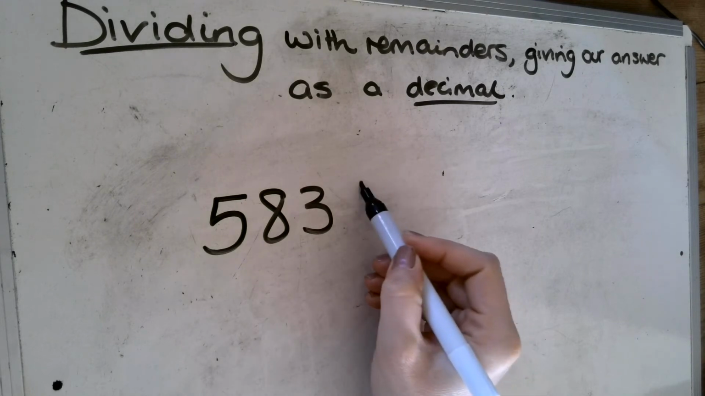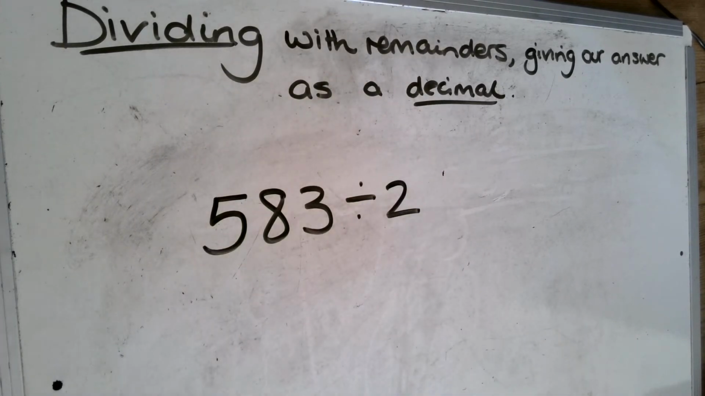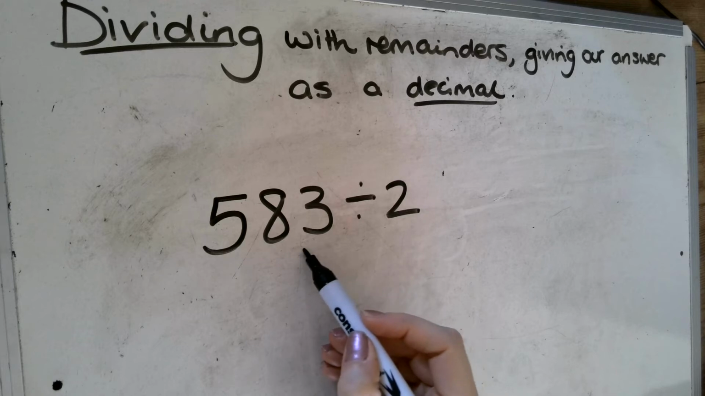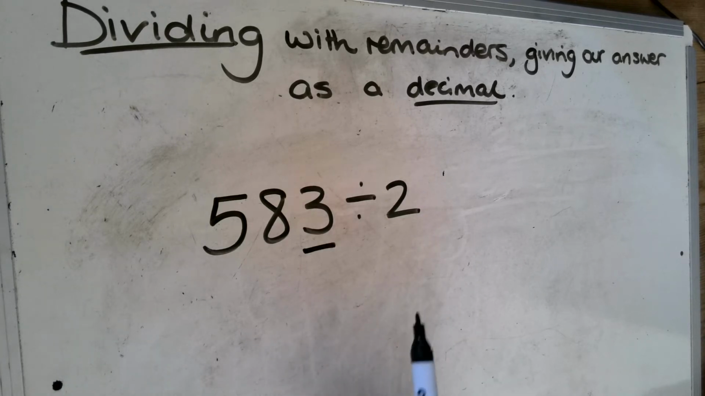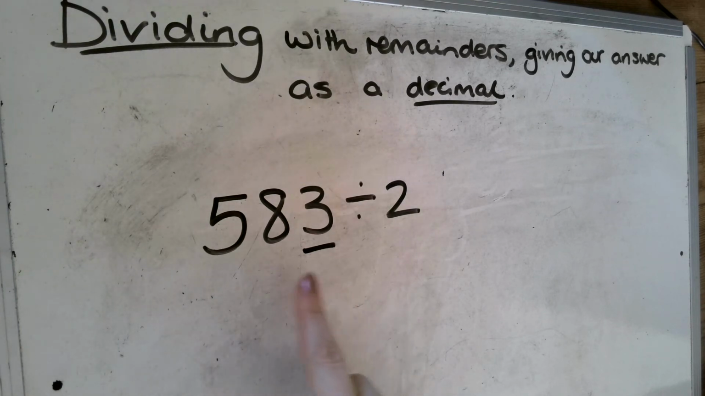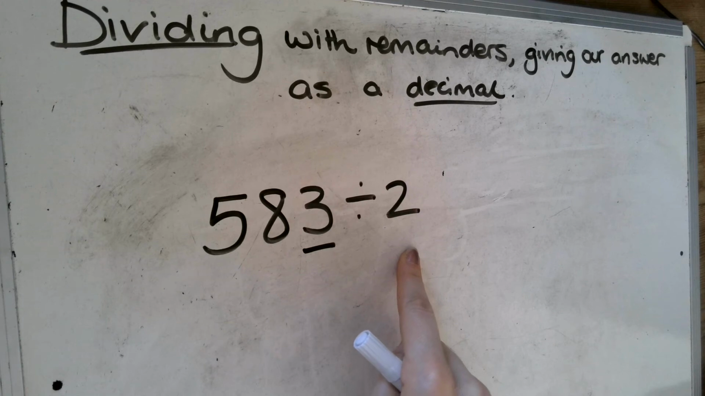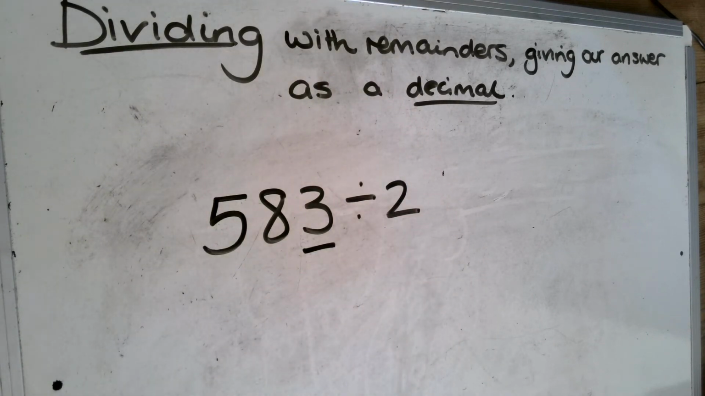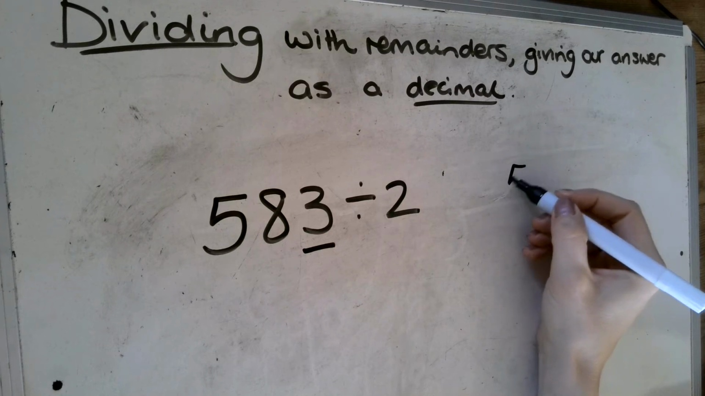583 divided by 2. Now, as mathematicians, what we should be doing is looking at that question and identifying that 583 is an odd number. And by using our reasoning skills, we should identify that dividing an odd number by 2 will definitely give us a remainder, because all the numbers that are even can divide by 2 without a remainder. So odd numbers divided by 2, we know we're going to end up with a remainder. So let's see what our answer is.